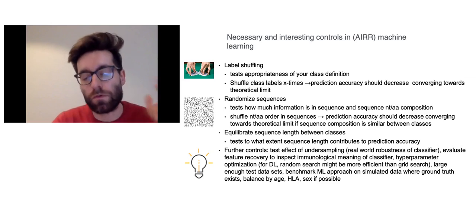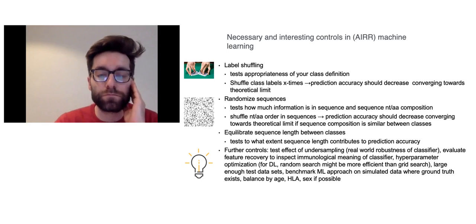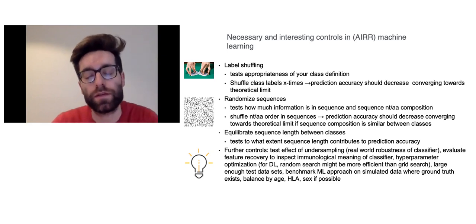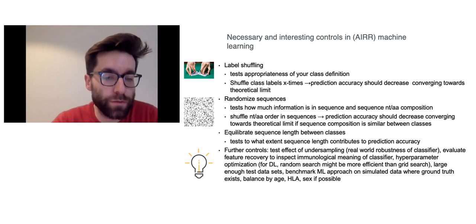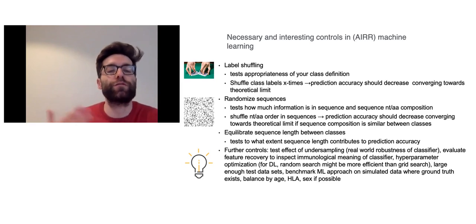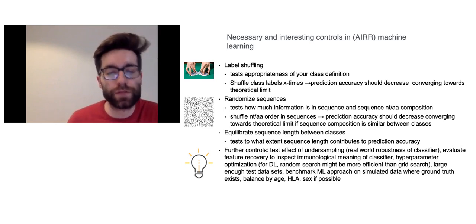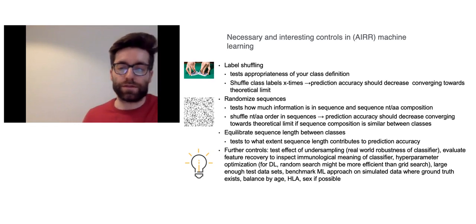Equilibration of data sets is quite a good idea. Sometimes, or many times, it's not possible. Testing the effect of undersampling on the classifier is interesting. We did this, for example, in the ImmuneML preprint. Evaluate feature recovery, which you can do with simulated data, because there you know the signal, so you can see how well a given machine learning approach actually infers those sequences or motifs that should be disease or antigen specific. And then, if possible, stratify your data by age group, HLA, sex, etc.